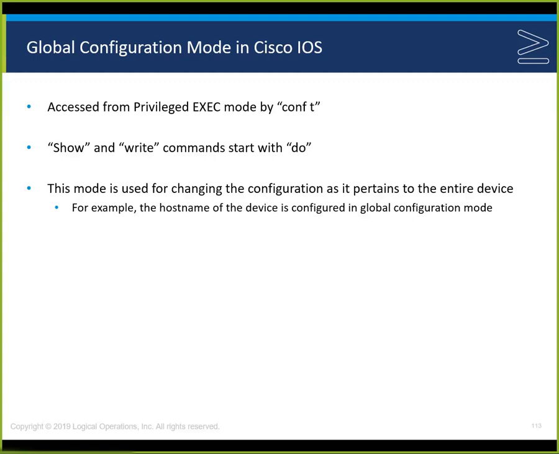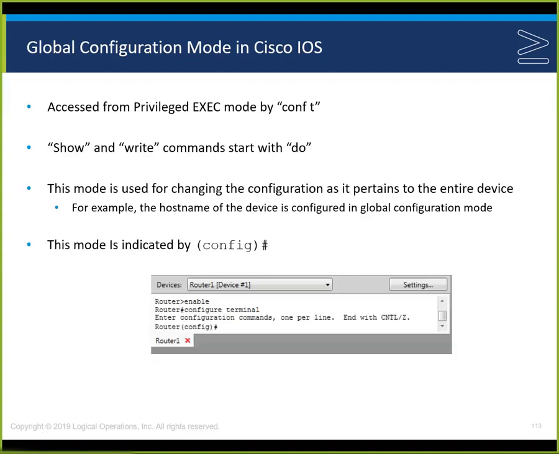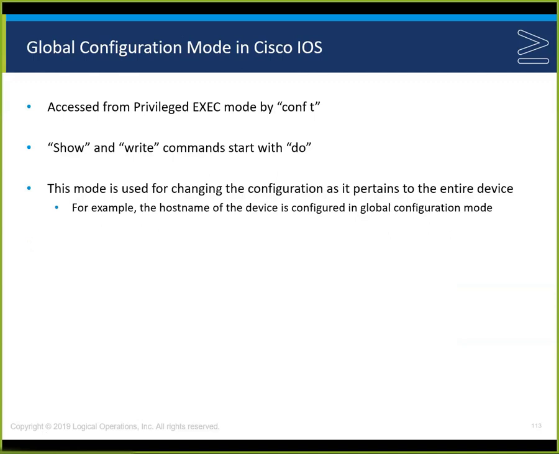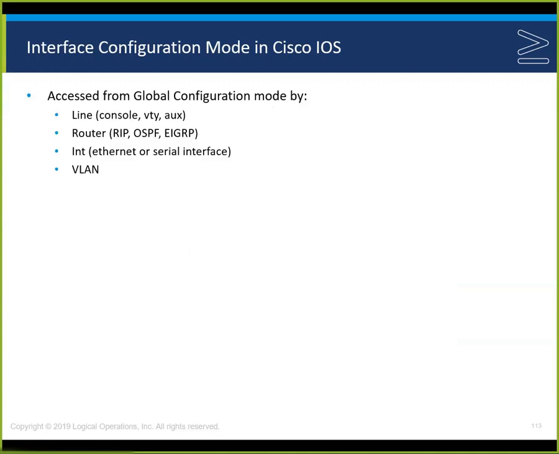RAM. Global configurations used to change the configuration pertaining to the entire device. We did that with the host name, and it applies to the entire device when we do these things. This mode is indicated by the config and then the pound sign. The interface, we went to the interface configuration mode, access from global configuration mode. We have the line, the console line, the VTY, the virtual terminal, the telnet line, and the aux. The aux, again, is designed for out-of-band management, a modem, for instance, plugged into it.